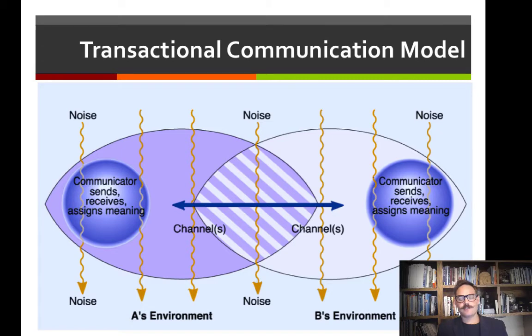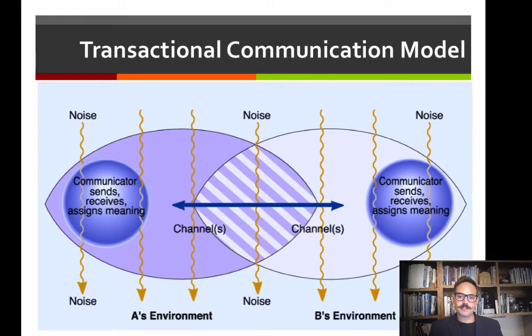So this is the transactional communication model. This is the most comprehensive model we have to describe interpersonal communication. While there are different models out there, this is the most comprehensive. And it looks pretty intimidating, but it's pretty straightforward. So what we have are the two communicators, which are in these little blue circles. And so this is you and, let's say, another person.